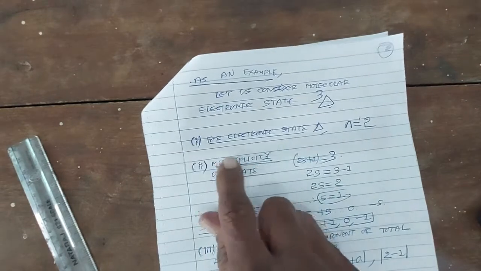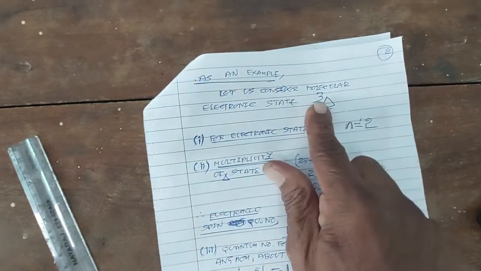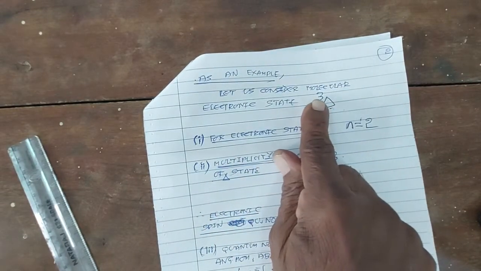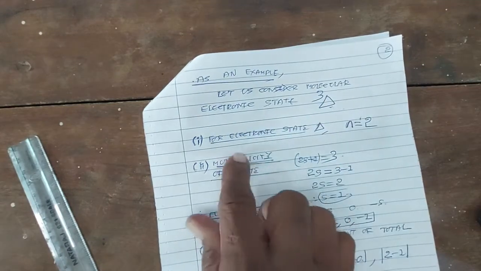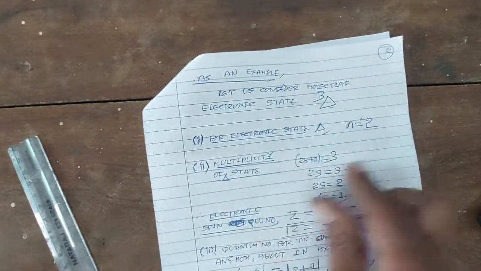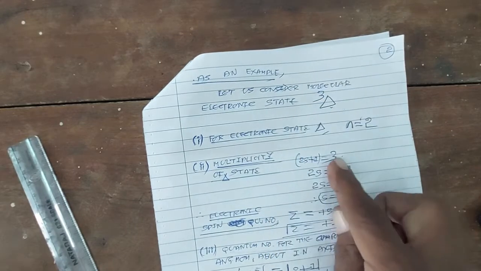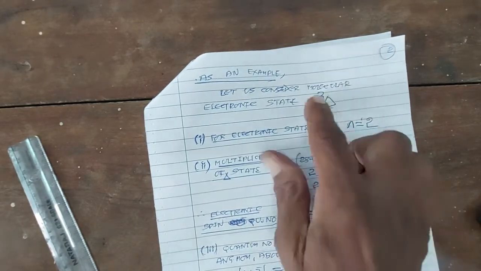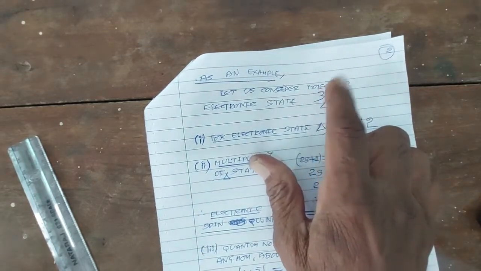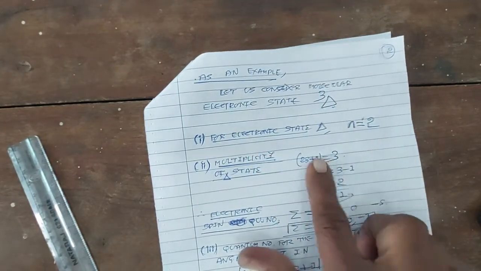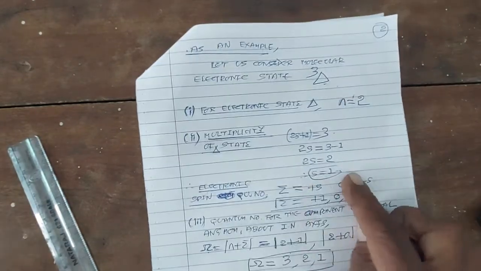Now the multiplicity of delta state, 2s plus 1, is written on the left hand side superscript, that is 3. So multiplicity 2s plus 1 is 3, which is always written on the left hand side superscript. So 2s is equal to 3 minus 1, that is 2. So the value of s is 1.